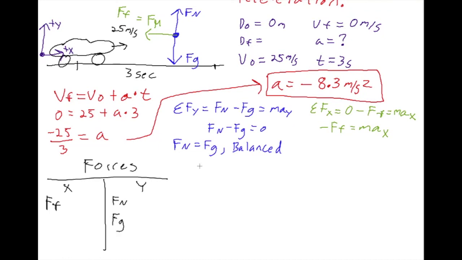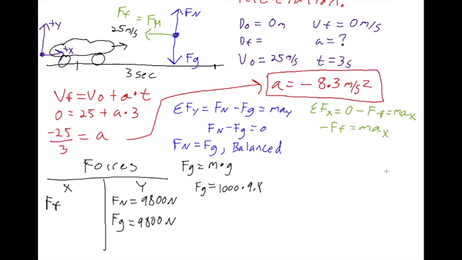So let's look at the y direction first. I have force normal and force gravity. I need to remember though that force gravity is just solved for by taking the mass and multiplying it by the gravitational pull. So therefore I would get force gravity equals 1000 times 9.8. I find out that my force gravity should be 9,800 newtons. Since force gravity and force normal are equal to each other, force normal is also 9,800 newtons.